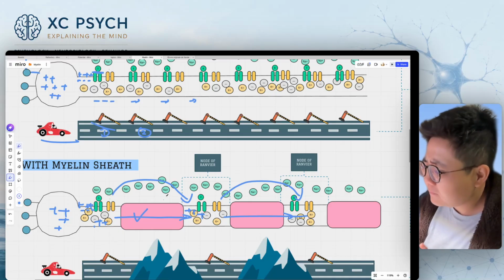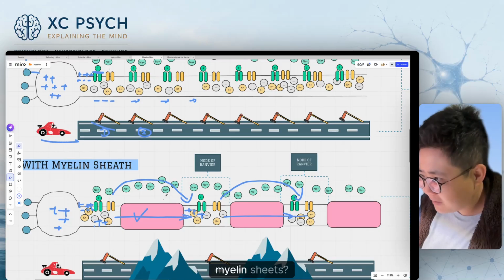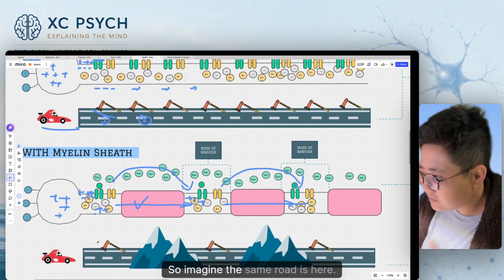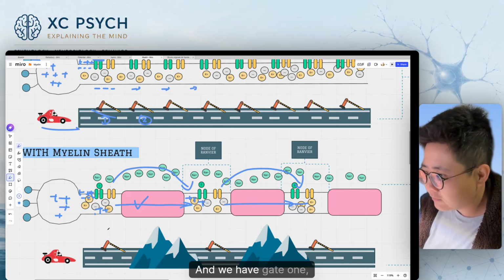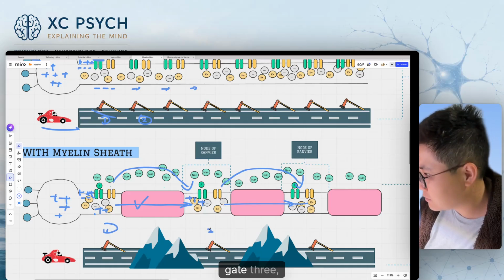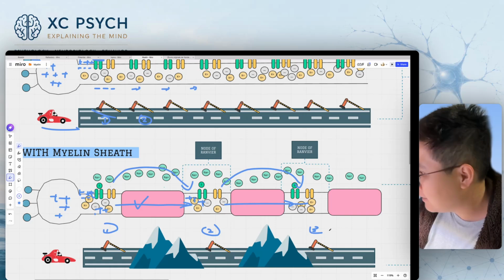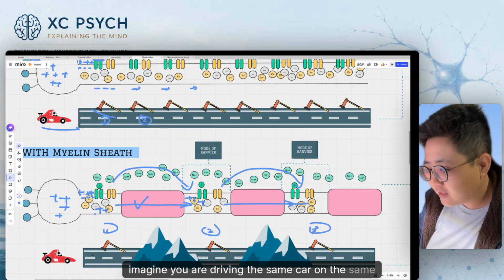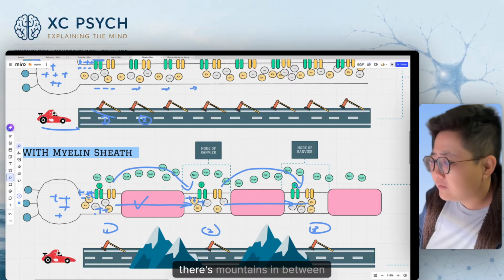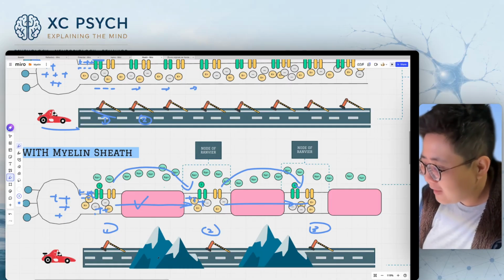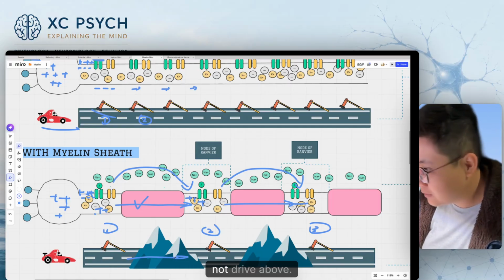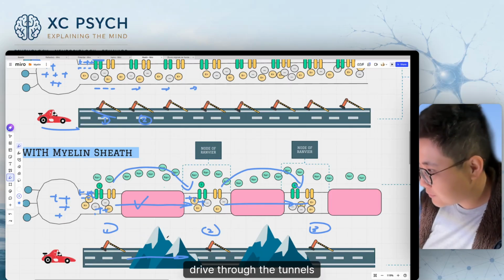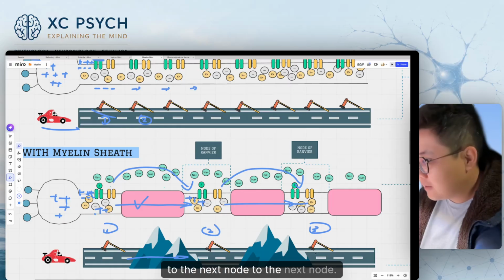Now, how do we understand myelin sheaths? It's actually very interesting. So imagine the same road is here, and we have gate 1, gate 2, gate 3, right? And now, imagine you are driving the same car on the same road, but only this time there's mountains in between, and you have to drive through, not drive above, I think that's a suicidal mission, drive through the tunnels to the next node, to the next node.